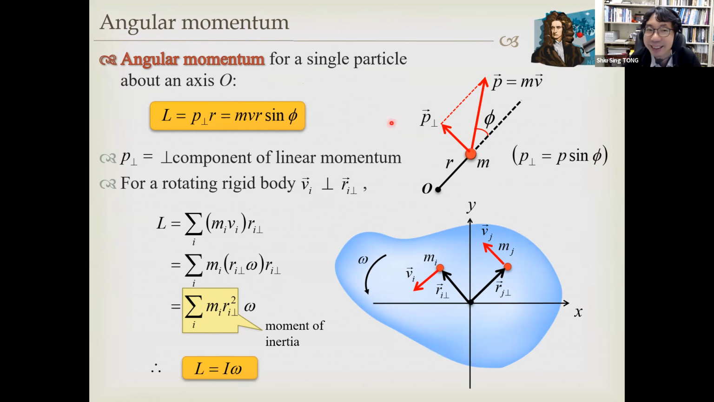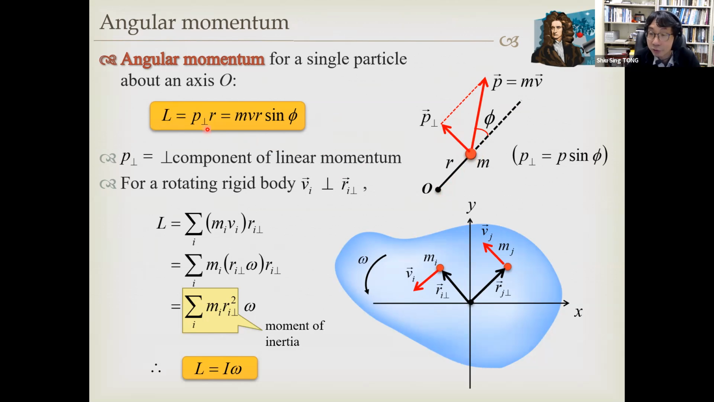We define the angular momentum like this, just like the torque. Now, how do I define the torque? The torque is the perpendicular component of the force multiplied by the distance from the axis of rotation, right? Now I take the perpendicular component of the linear momentum. If the linear momentum is in this direction, I resolve a perpendicular component I call P perpendicular. And then I multiply by the distance of the particle from the origin, R. That is defined as the angular momentum of a single particle about the origin.